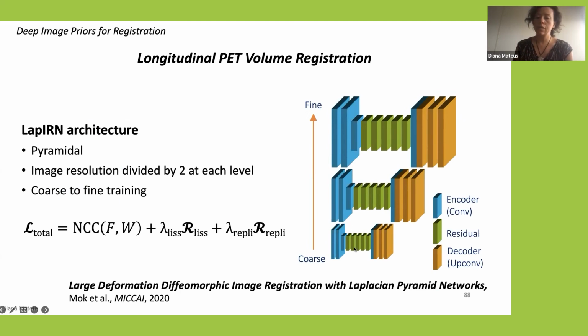So actually it's composed of a coarse-to-fine composition of U-Net-like architectures. All of these layers are convolutional, and then you have some residual blocks in the middle. You use typical normalized cross-correlation as similarity, and typical regularization terms as the smoothness term and the non-folding term.